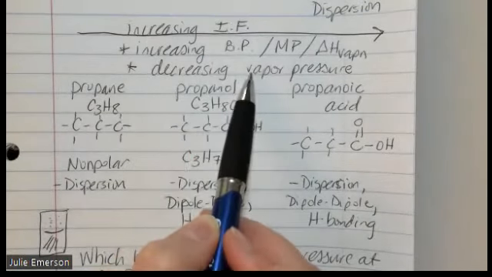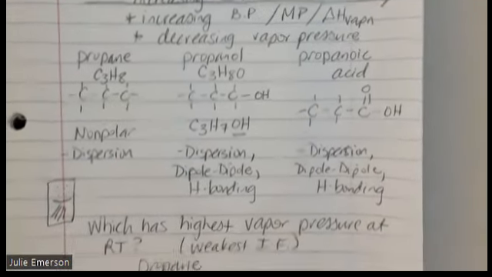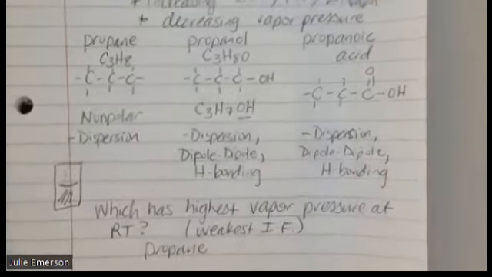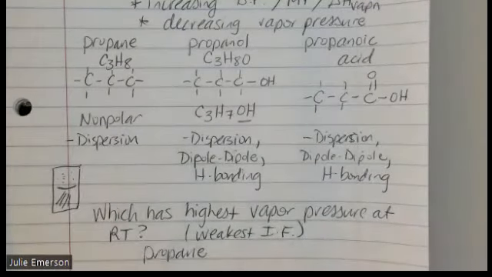If it asks you for the lowest vapor pressure, then that means the highest forces. So that one is just sort of the opposite. All right, so of those three, propane, with the weakest intermolecular forces, should have the highest vapor pressure.